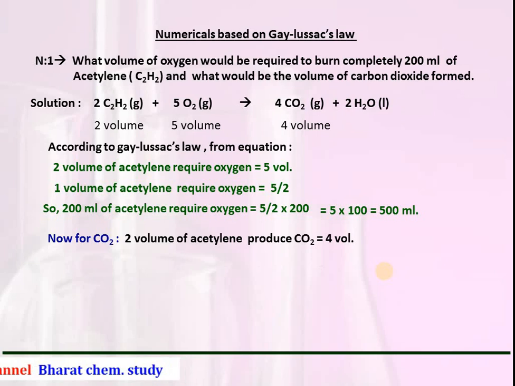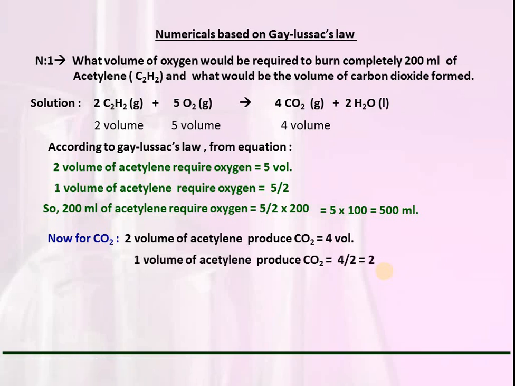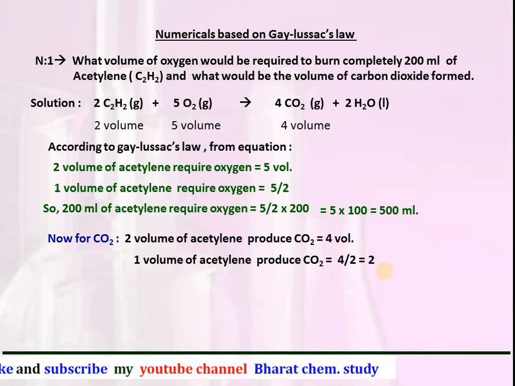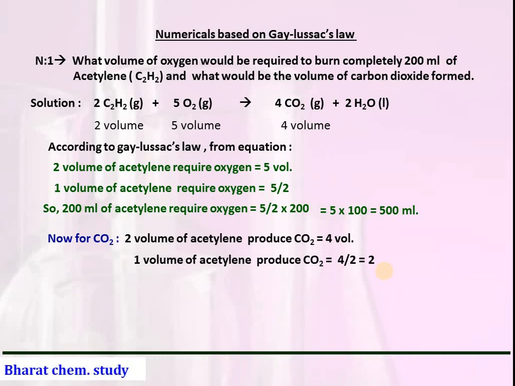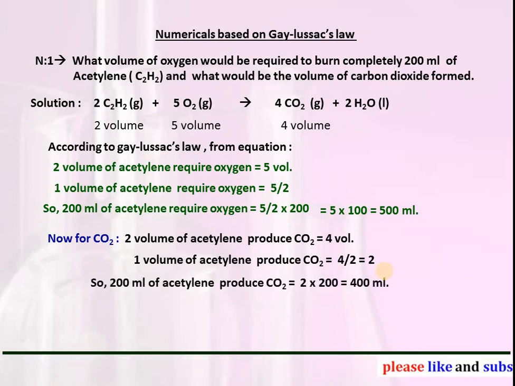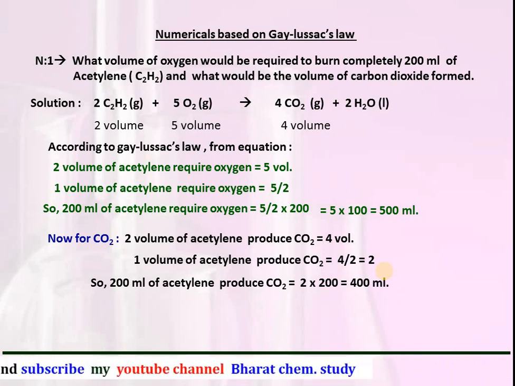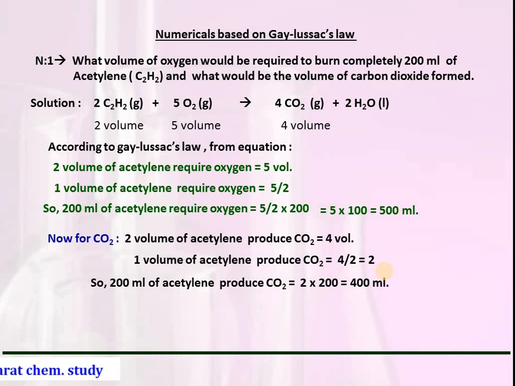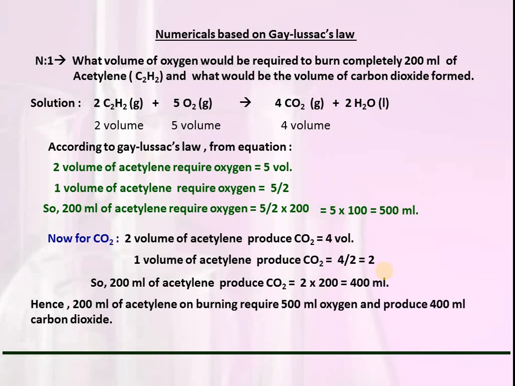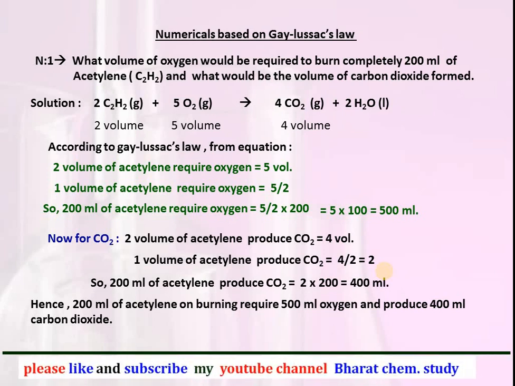It is clear from the equation. Therefore, 1 volume of acetylene produces carbon dioxide equal to 4 by 2, which is equal to 2 ml. And now, for 200 ml of acetylene, the carbon dioxide produced is 2 into 200, which is equal to 400 ml. So, from the Gay-Lussac law, we have found that 200 ml of acetylene on burning requires 500 ml of oxygen and produces 400 ml of carbon dioxide.